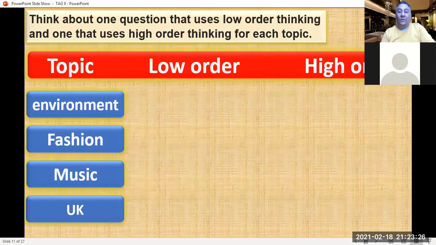Think about one question that uses low order thinking and one that uses high order thinking for each topic. We have 4 topics here: environment, fashion, music, and UK. I'll take environment as an example, as a model, and I'll answer it for you. For fashion, music, and UK, I want you to think about them after finishing this session, and you can answer them or think about them in pairs or in groups with your colleagues.